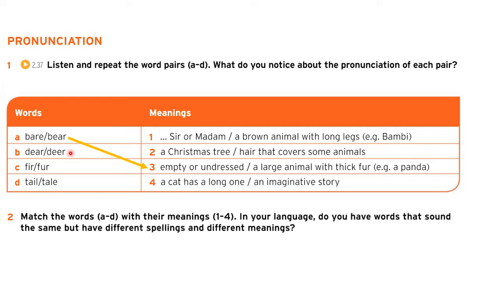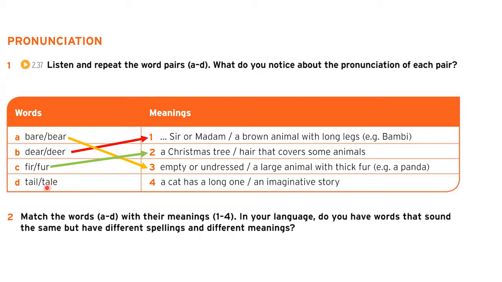As you can see, when you say dear, it is like when you write a letter that you say dear sir, or madam. But this deer is another animal, a brown animal with long legs. For example, Bambi. Bambi is a deer. Then we have fir with I, that is a Christmas tree. And fur with U, it is the hair that covers some animals. For example, rabbits, their hair is called fur. Bears, also their hair is called fur.